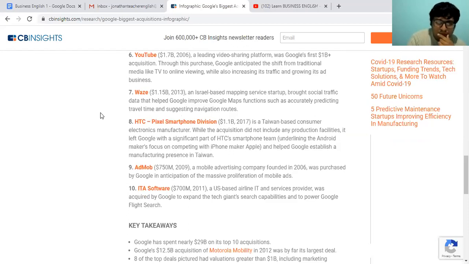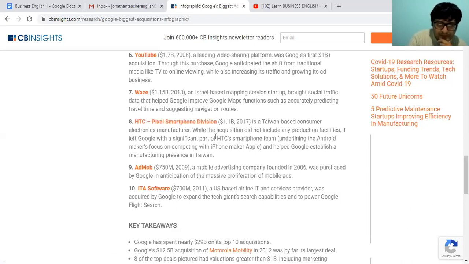7. Waze, an Israel-based mapping startup, brought social traffic data that helped Google improve Google Maps functions, such as accurately predicting travel time and suggesting navigation routes.